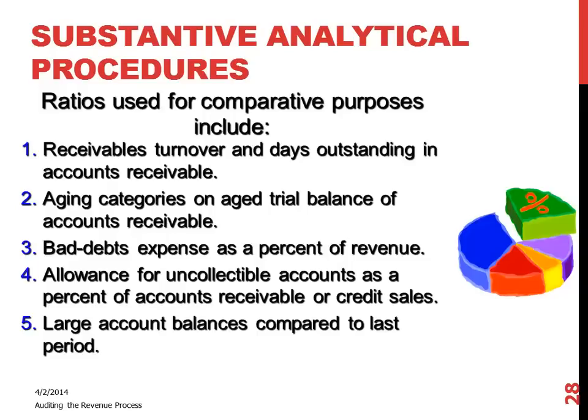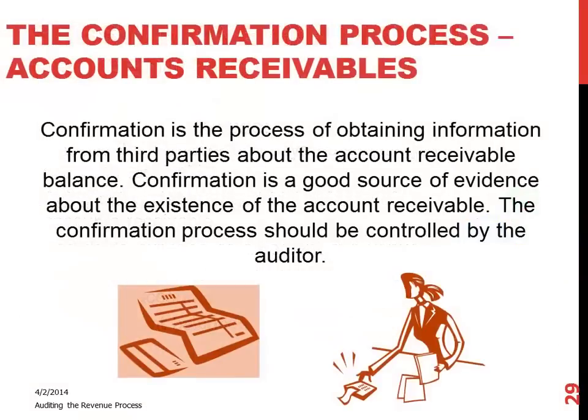Bad debts as a percentage of revenue, right? Another thing would be allowance for uncollectible accounts as a percentage of the accounts receivable or credit sales, and any large account balances compared to last period. So here you'd look to see if there are any outliers, because your customers are usually going to have the same volume of business over time. So if you're seeing a large accounts receivable balance outstanding as compared to prior periods, then that should raise a red flag, and you're going to want to investigate that.